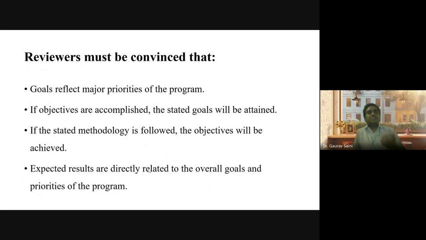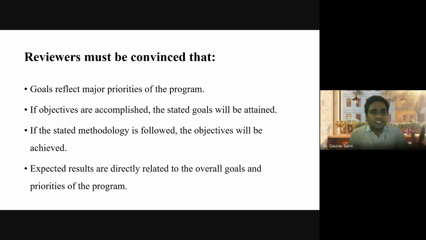So what does the reviewer need, how should they be convinced? The first and foremost thing is that the goals reflect the major priorities of the program. As I have already covered, suppose this is for maize, suppose this is for wheat, suppose this is for rice, if the goals are within that particular program, the reviewer is convinced on the first thing. The second is that if the objectives are accomplished, the stated goals will be attained.